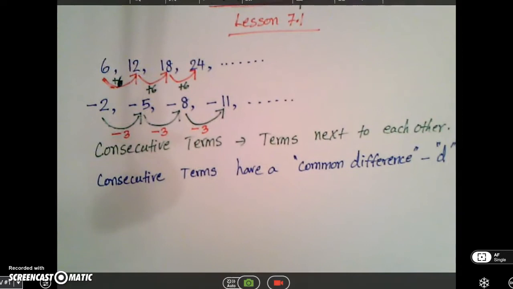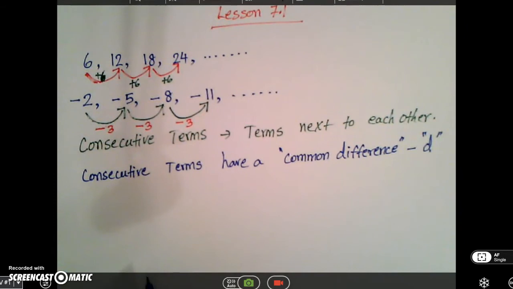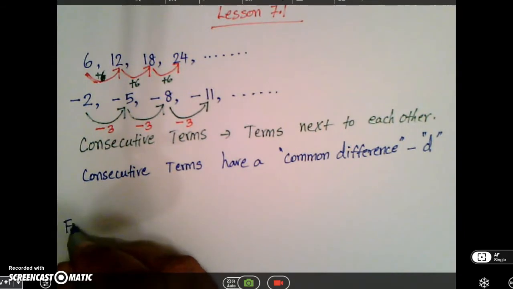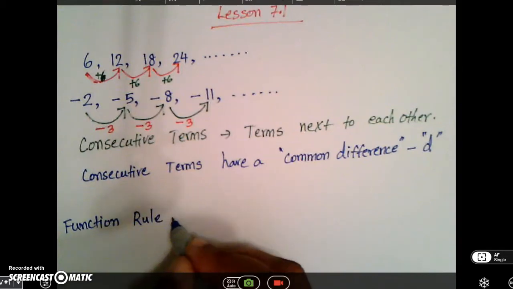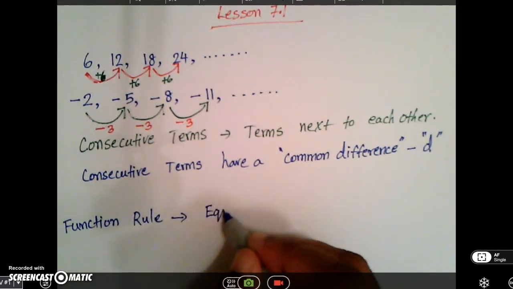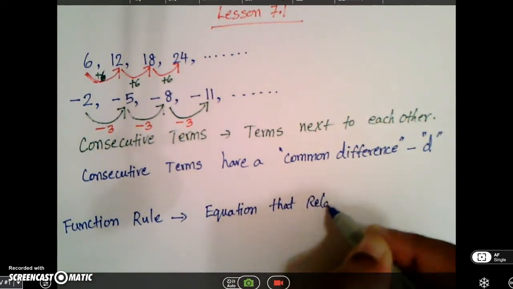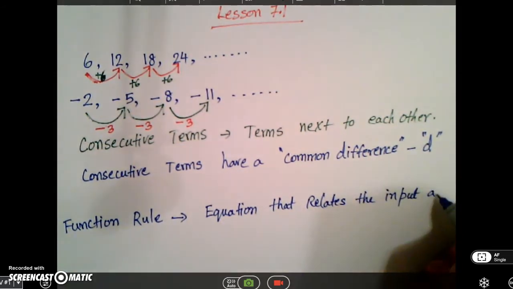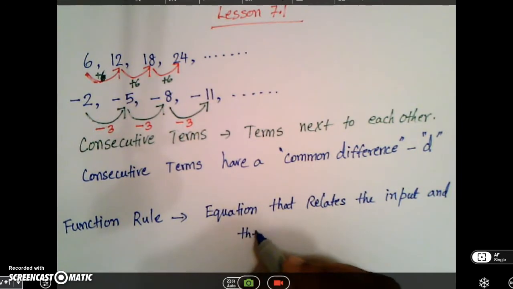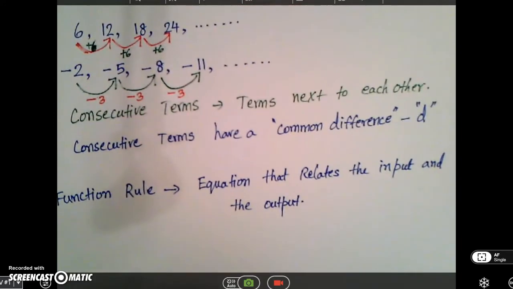As we saw, sequences can be expressed as functions, and functions can have function rules written for them. The function rule is nothing but an equation that relates the input and the output. It relates your input and the output.